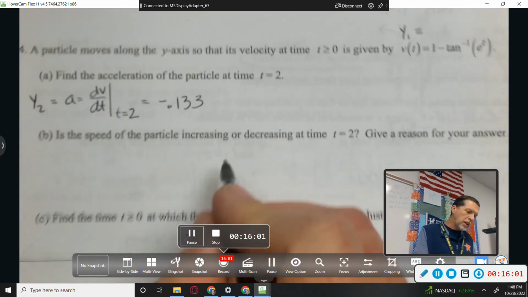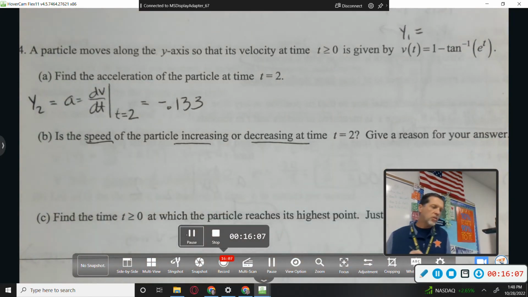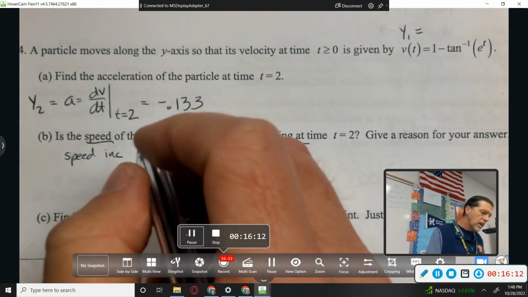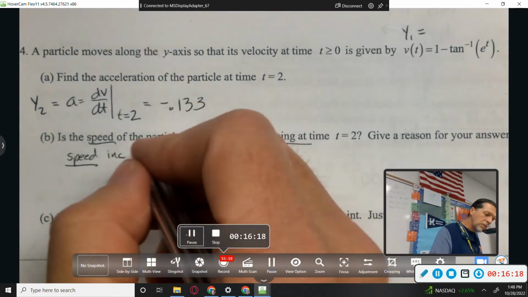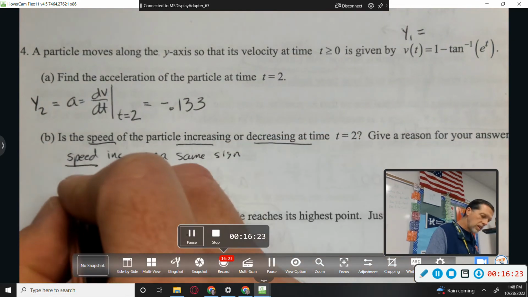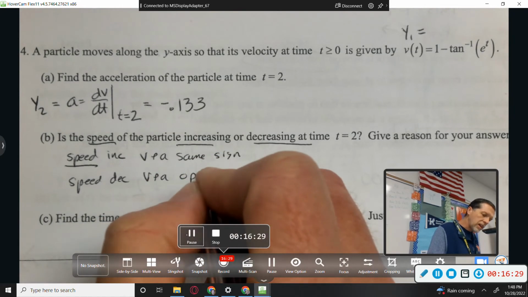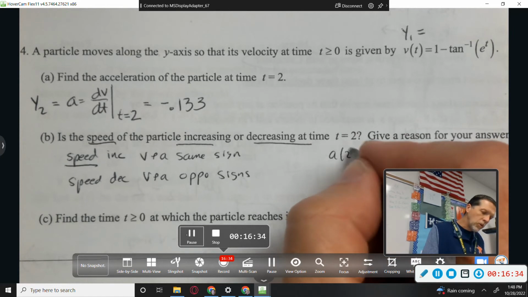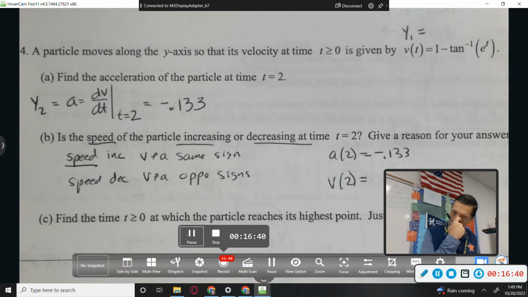Part B, is the speed of the particle increasing or decreasing? What am I looking for, speed increasing, speed decreasing? Be careful. It's not just acceleration positive. Speed increasing means V and A have the same sign. Speed decreasing means V and A have opposite signs. So we already have A of 2. That's negative 0.133. We found that already. V of 2.